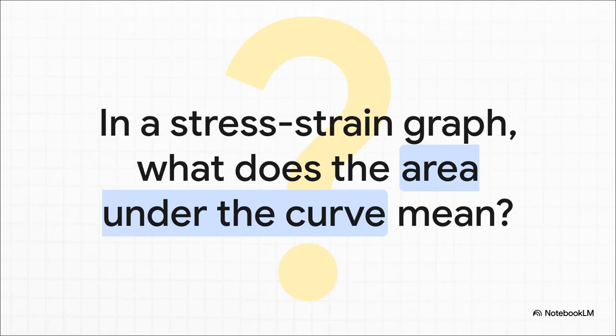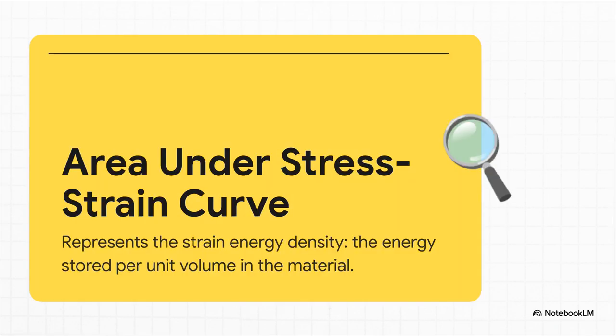Okay, here's another very common question, this one focusing on those graphs we looked at. Remember the graph? What does that space underneath the line actually represent? The area under that curve represents something called the strain energy density. Now, that sounds complicated, but it's just a fancy way of saying how much energy is stored in each little bit of the material's volume while it's being stretched.